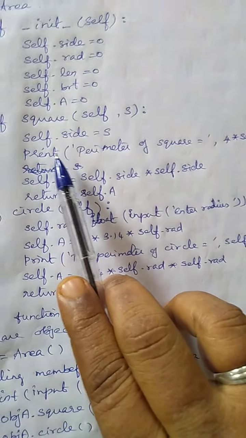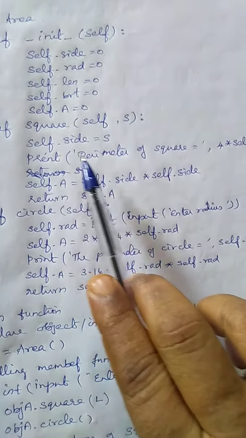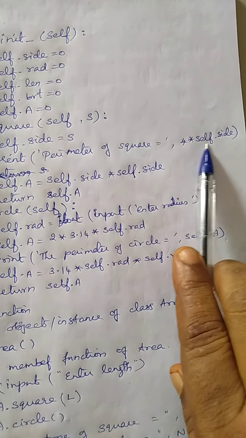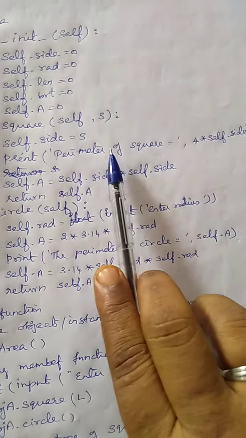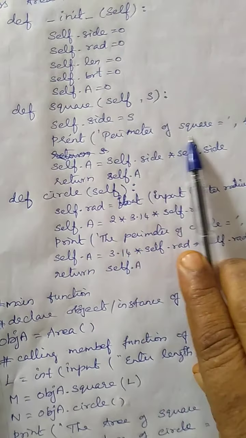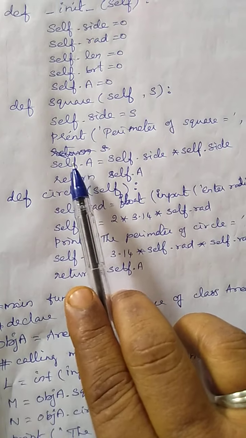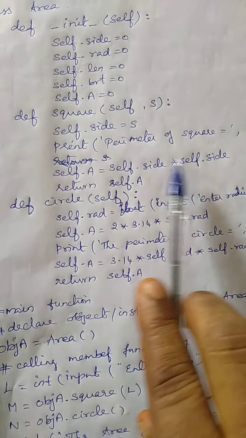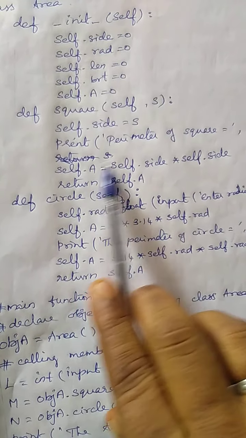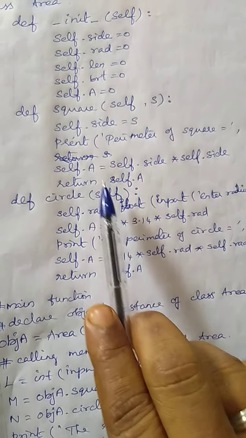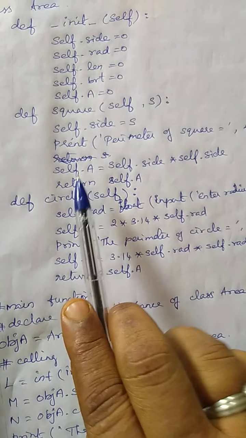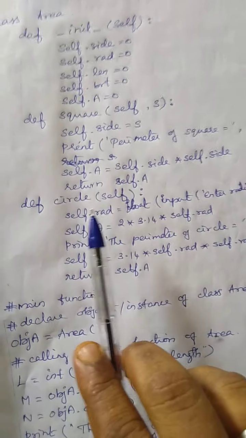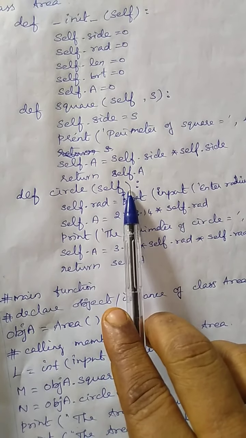Now we are using the print statement inside this member function. Print perimeter of square equal to 4 into self.side. So 4 into self.side is going to be multiplied and the value will be displayed to show the perimeter of square. And we are calculating that self.a, the area, is equal to self.side into self.side. So side into side will be the area. Now after calculating this self.a, that is area, the area is going to be returned to the function where it is called.